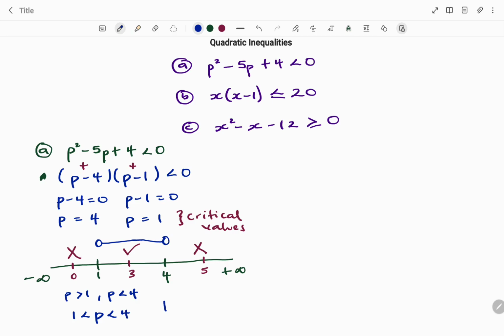Or I write it as P is an element of, we're starting from 1. 1 is not included, so that's going to be a curved bracket. That's from 1 to 4. 4 is not included, so that's not going to be a square bracket as shown. Let's look at the second example.